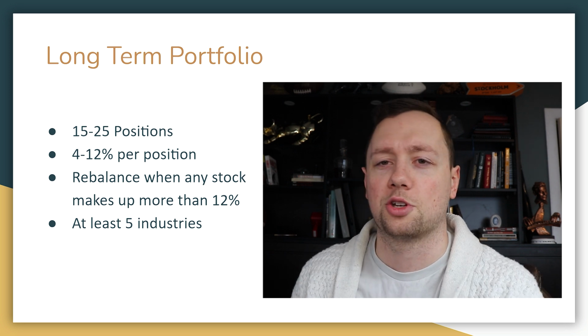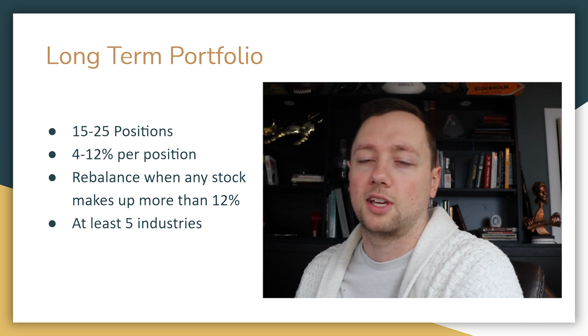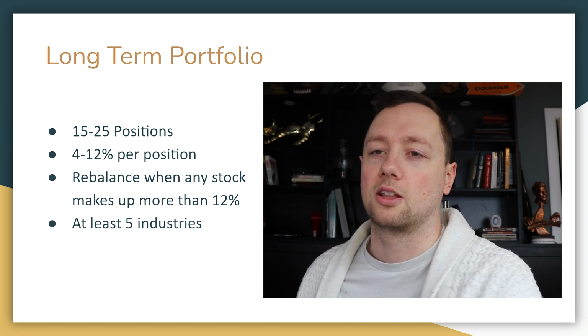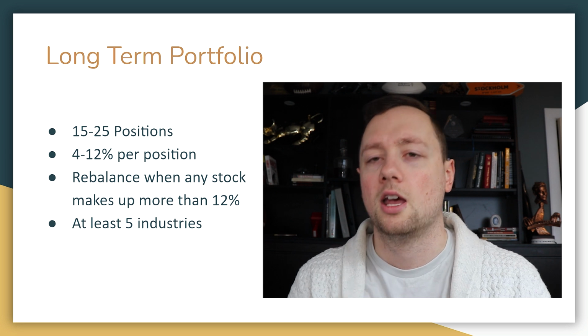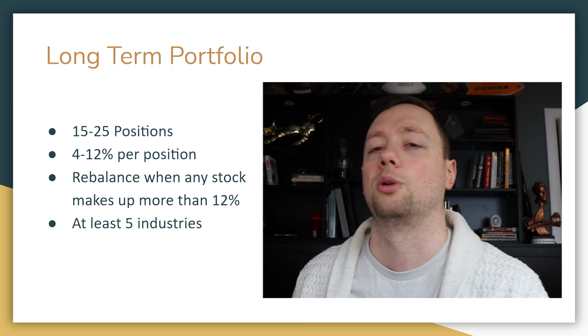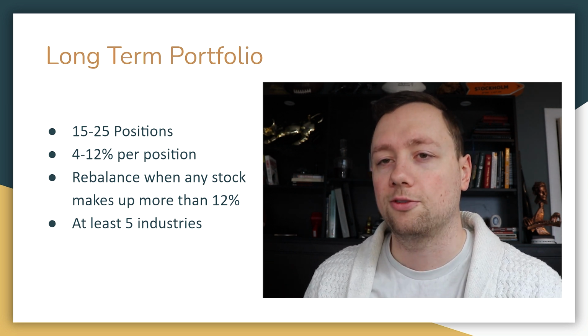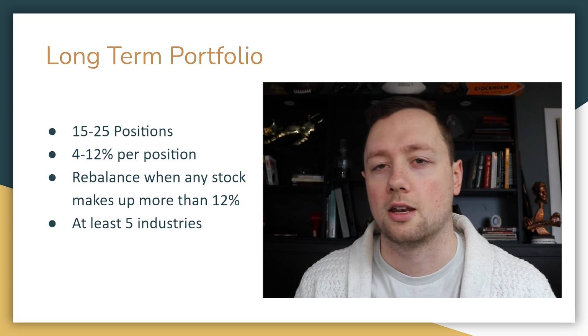Anything more than that, and you're just paying additional commissions and you're not really achieving more diversification in your portfolio, you're just kind of spreading the wealth out a little bit more. But that 15 to 25 position level is where you want to be to have a diversified portfolio. Now, if you have 15 to 25 positions, that means that you're going to have roughly in that range of 4 to 12% per position.